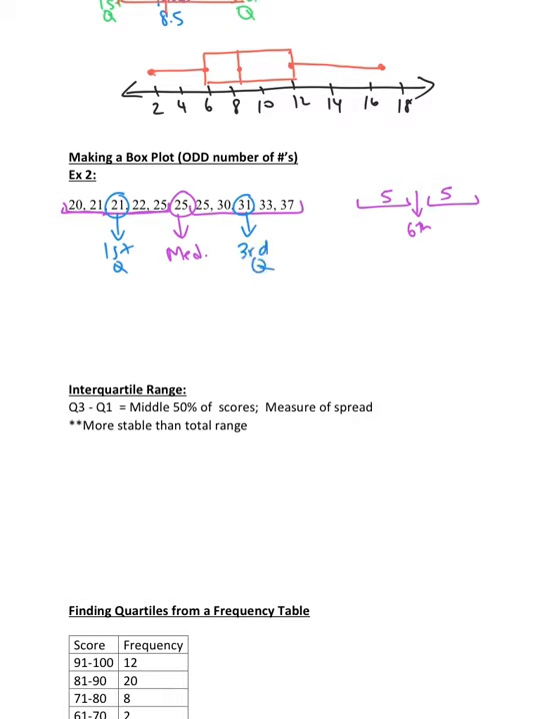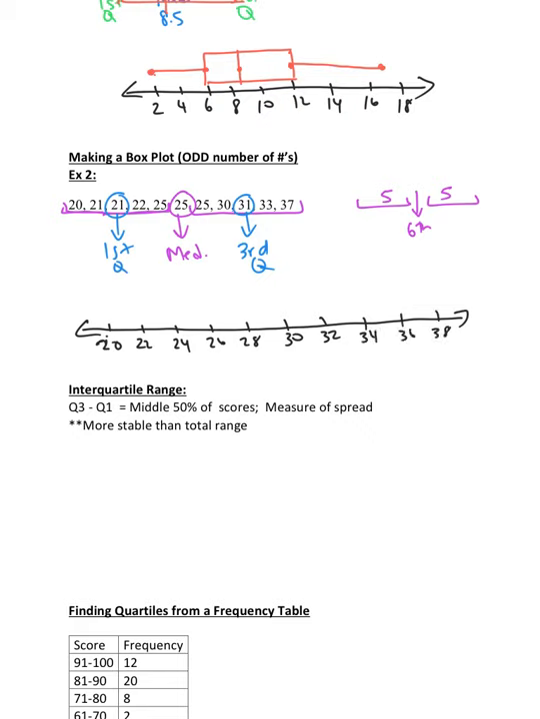And now I can draw my number line. I'm going to go by 2s. Make a long number line. So I'm going to start with 20, 22, 24, 26, 28, 30, 32, 34, 36, 38.